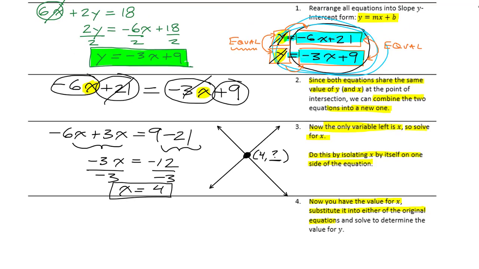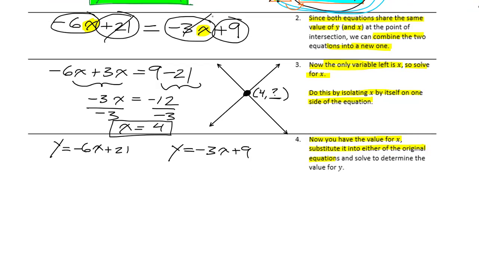All right, so let's start with the first one here. We have y equals negative 6x plus 21. And let's write the other one down here. Y equals negative 3x plus 9. All right, so what I'm going to do is I want to take that x value that we just found, this right here, x equals 4, and what do I get when I sub it into this equation? And what do I get when I substitute it into this equation? I should get the same number if I've done everything right.